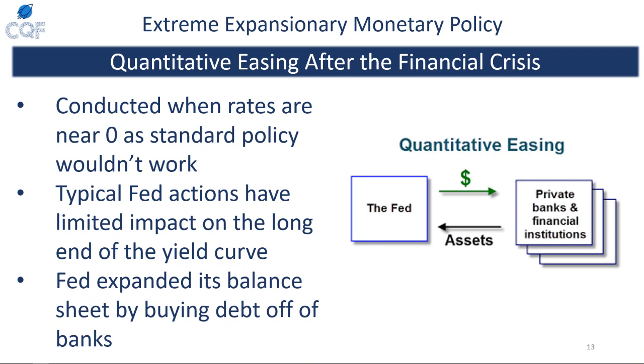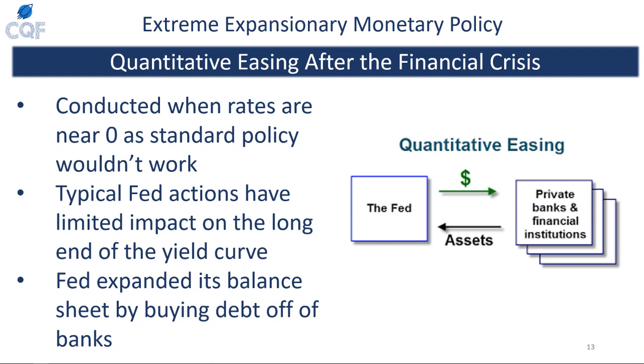So let's talk extreme expansionary monetary policy, quantitative easing. This is what we saw after the financial crisis. So what is quantitative easing? It's conducted when rates are near zero, because standard policy will not work in that case. And it's also very important to note that typical Fed policy does not have much of an impact on the long end of the yield curve. So think 30-year bonds, things like that. Everything I've talked about is for very short-term debt.